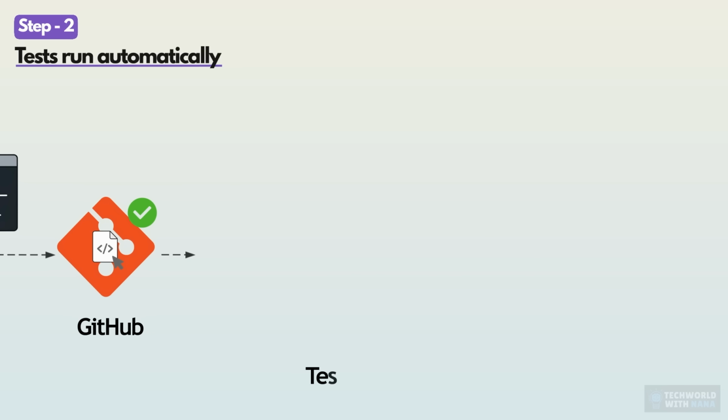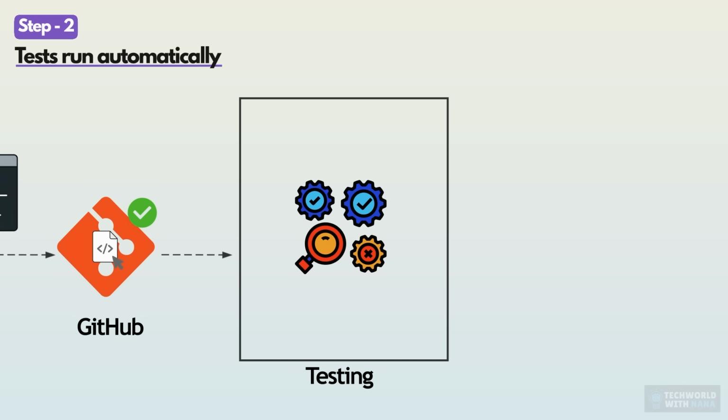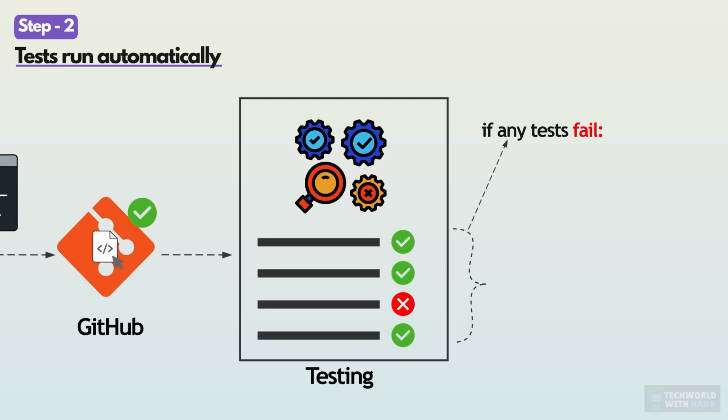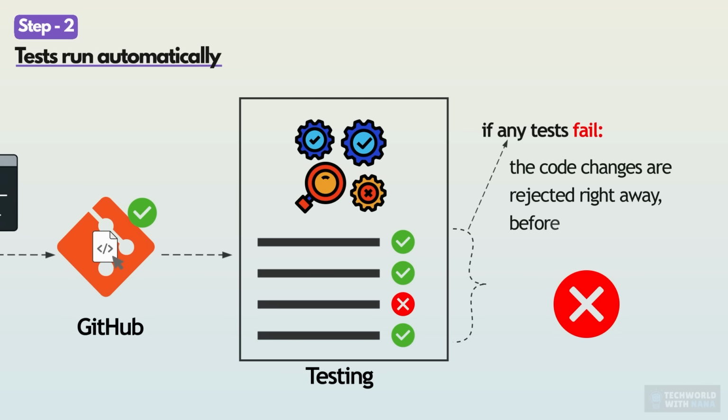Step 2, that push automatically triggers tests. So the pipeline runs hundreds of checks. Does the new code work? Did it break something that used to work before? If any test fails, the code changes are rejected right away, before they ever get near a real user. So this is your safety net.